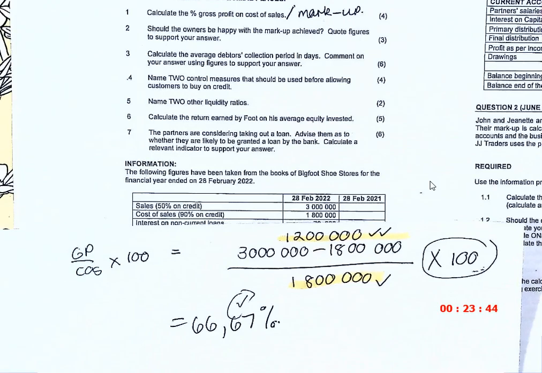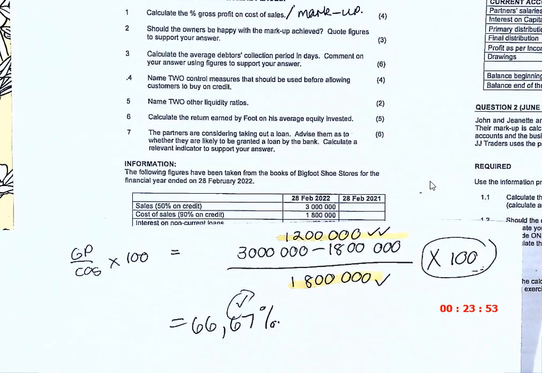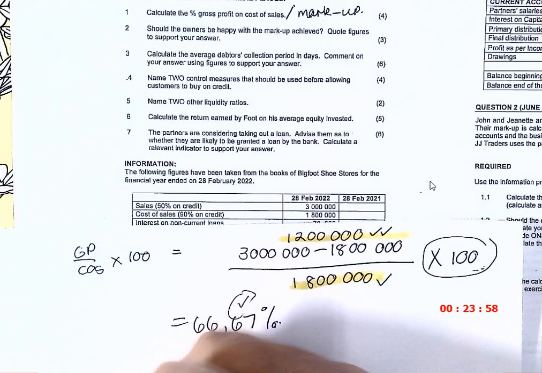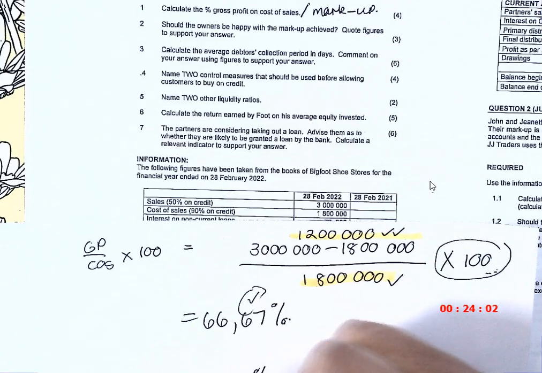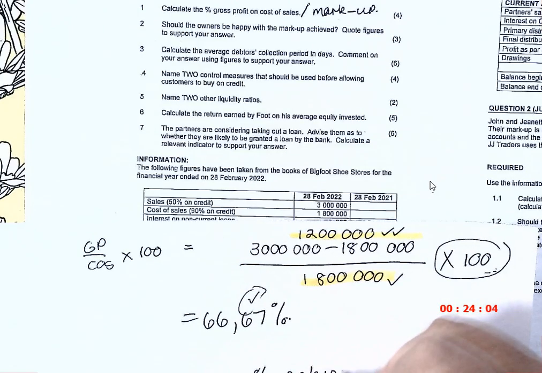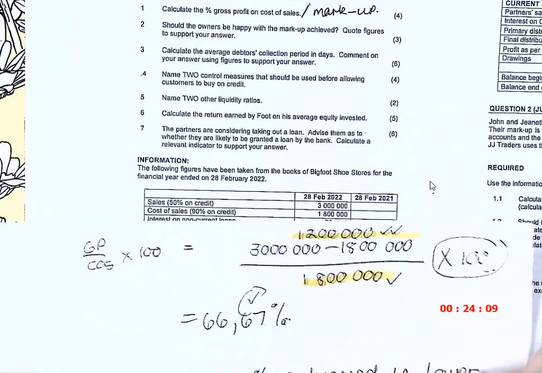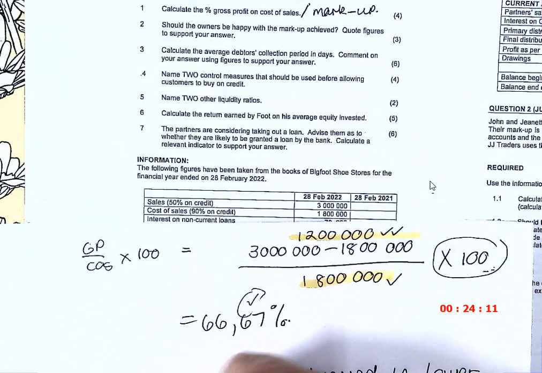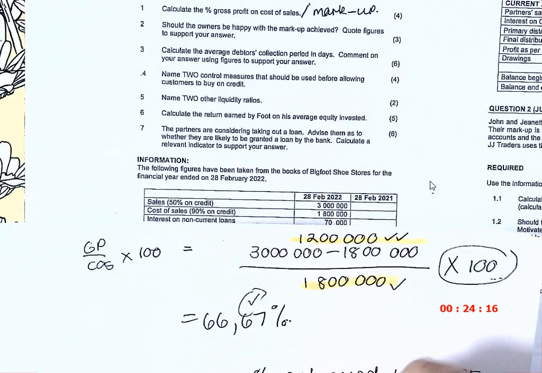Let's see. Should the owners be happy with this markup achieved? No. So you say no. Why? Because it's less than the 80%. Now you say the 66.67% achieved is lower than the business markup of 80%.